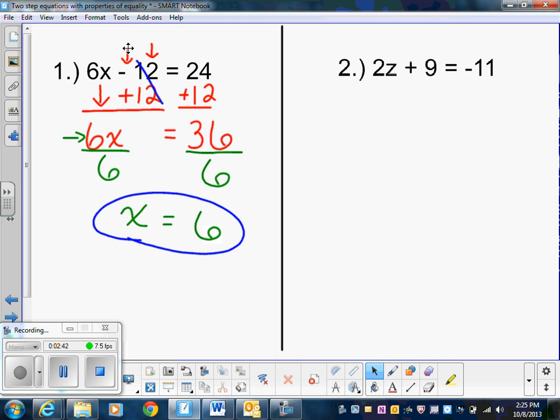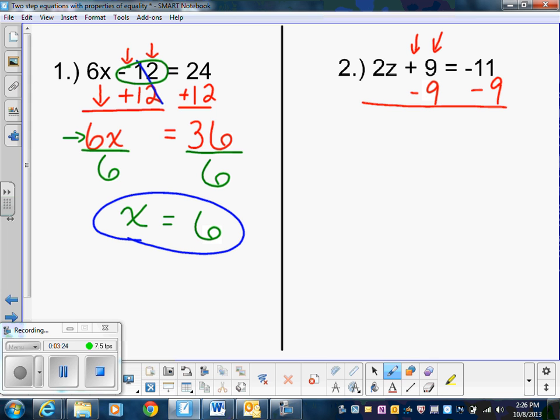Let's take a look at the second example here. We have 2z plus 9 is equal to negative 11. This one's a little bit different because our constant happens to be a positive. Now, if you remember in the first example, when we had this negative, we applied our addition property of equality. Now, since we have a positive constant, we're going to use our inverse or subtraction property of equality.